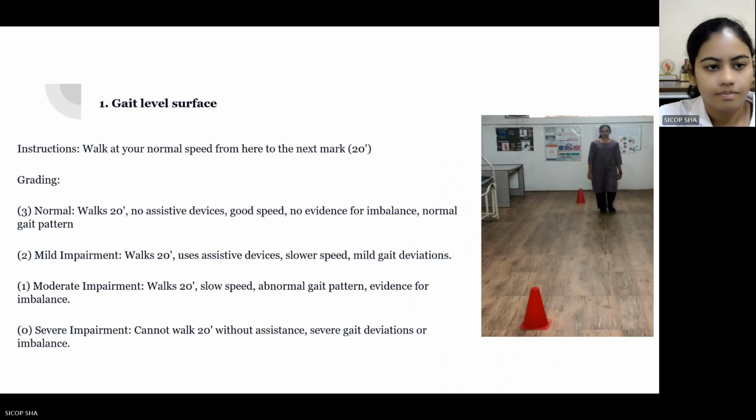Now, what are the materials needed? First is a box, that is a shoebox, 2 cones, stairs, and a 20 feet walkway, 15 inches wide. The completion time required is 15 minutes.